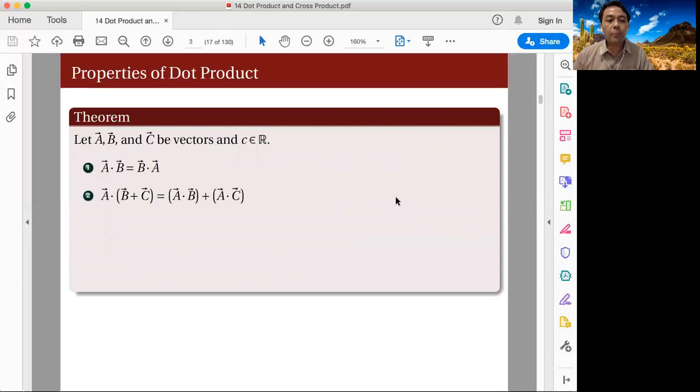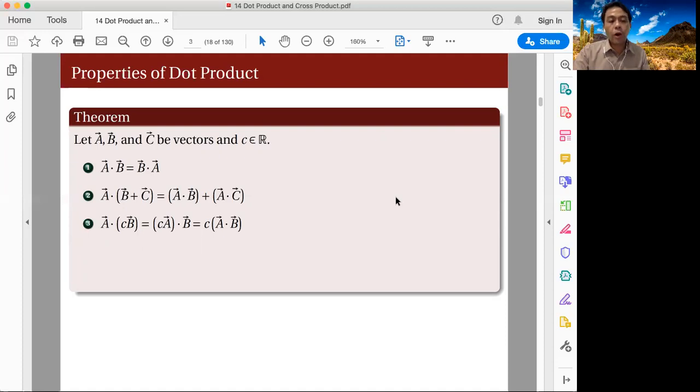Now the second property is the distributive property of the dot product over the vector addition. And it works similar to our distributive property of multiplication over addition of real numbers. But in fact, the positioning of the vectors is not really important. You can have B dot A plus C dot A because of the first property that the dot product is commutative.